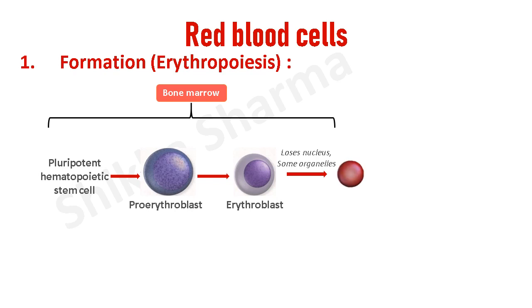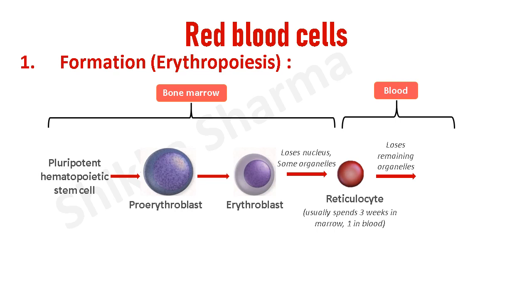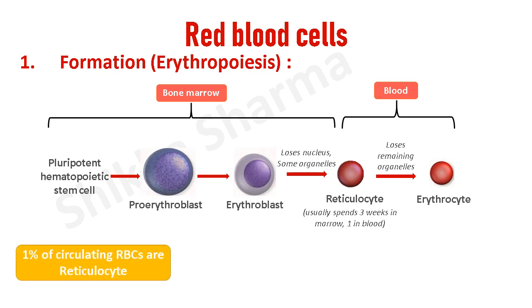Eventually, the nucleus is extruded, resulting in a reticulocyte. Most of the process takes place in the bone marrow over 3 weeks. The resulting reticulocyte retains some ribosomal RNA to make hemoglobin, and after 1 to 2 days in the bone marrow, it enters the peripheral blood where the RNA is lost after 1 to 2 days, resulting in a mature RBC. Only 1% of the circulating RBCs are reticulocytes. The average lifespan of an RBC is 120 days and they are removed by the liver and spleen.